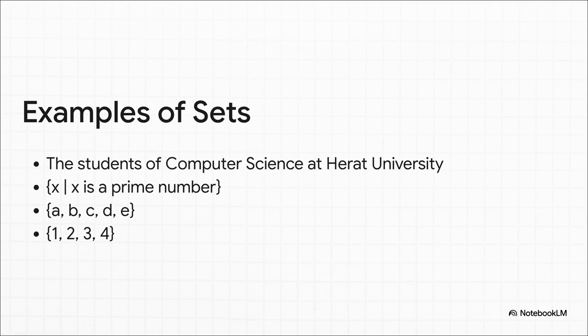It could be a group of actual people, like the computer science students right here. It could be a totally abstract idea, like the set of all prime numbers. Or it can be as simple as a few letters or a handful of numbers. The whole concept is just super flexible.